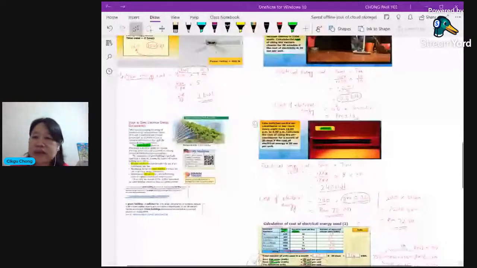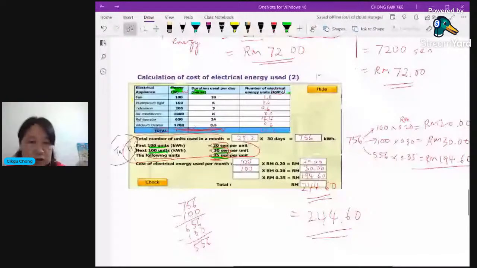And if there's a tariff, be careful. With a tariff, you have to minus out. First 100, use this value. Second 100, you must minus out from 756. Take out 100, you're left with 656. 656, take another 100, you're left with 556. So if there is another tariff, you have to minus some more. Okay, so I will see you in Google Meet afterwards to do more questions.